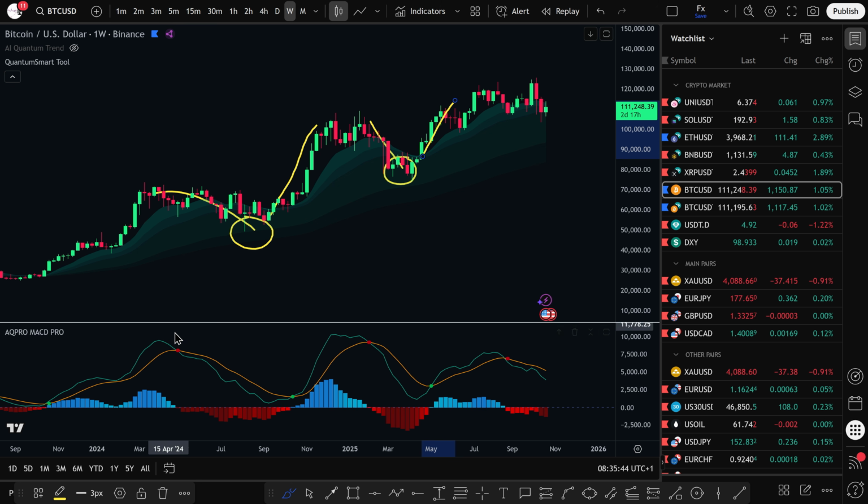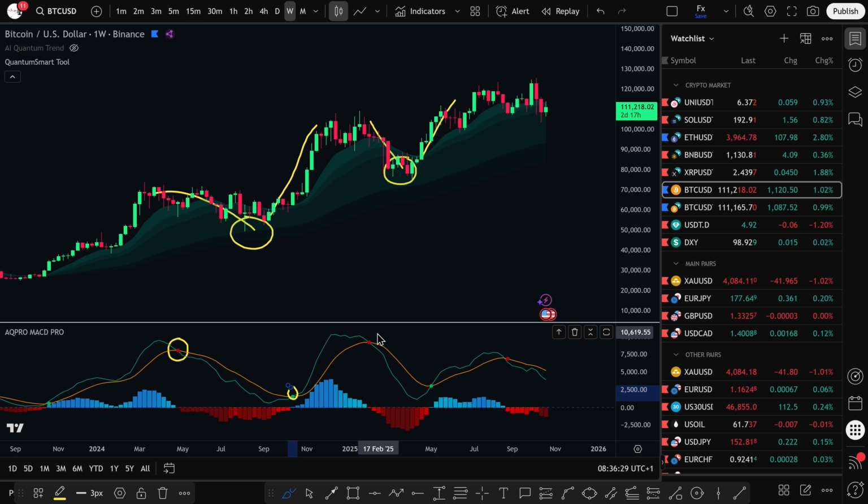At the start of each correction, you can see the MACD signal line crossing downward, which usually signals the beginning of a short-term bearish phase. Don't forget, we are still on the weekly time frame. Then, the AQ Pro MACD also gave a bullish signal. You can see this green dot over here, where the line crosses back upward, indicating the continuation of the bullish trend. That was followed by this blue cloud phase, representing bullish momentum.